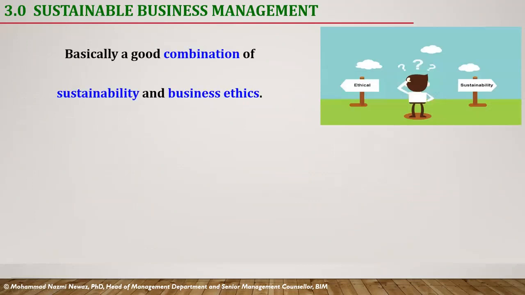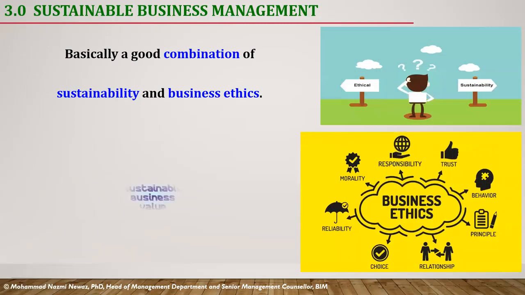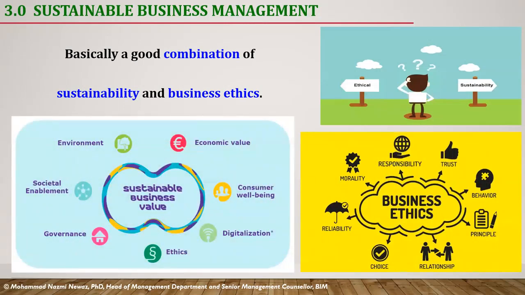So, sustainable business management is basically a good combination of sustainability and business ethics. Just compare two things. You have business ethics and you have some sustainable targets. So you have to make a balance between these two. On the ethics side, you have to maintain good relationships. You have to follow principles. Your behavior will be very good. You will be responsible. Everyone, your stakeholders, trust you. You have good morals. You are reliable. These are your ethics. And on the other hand, for sustainability, you have to consider the environmental factor, societal factor, governance, etc.